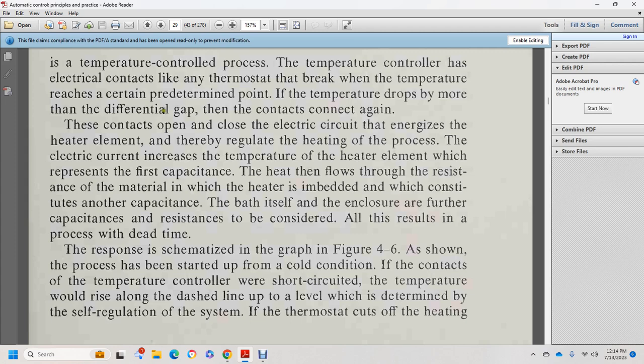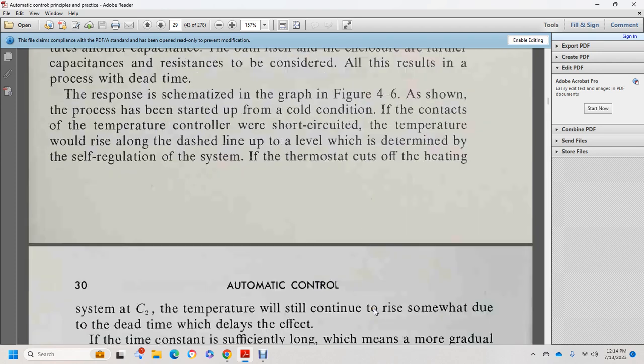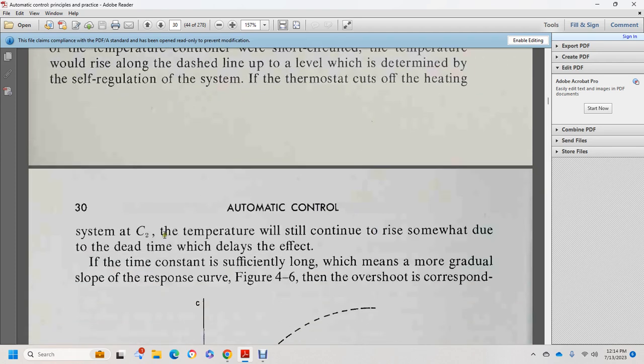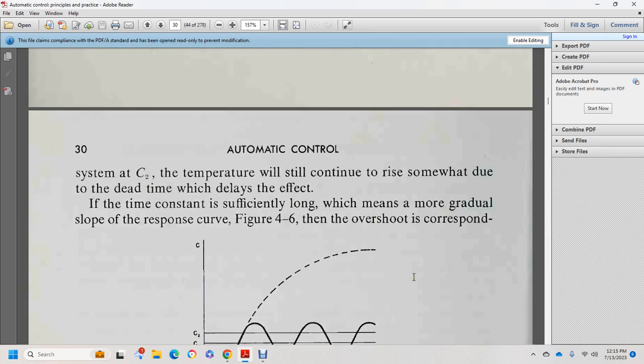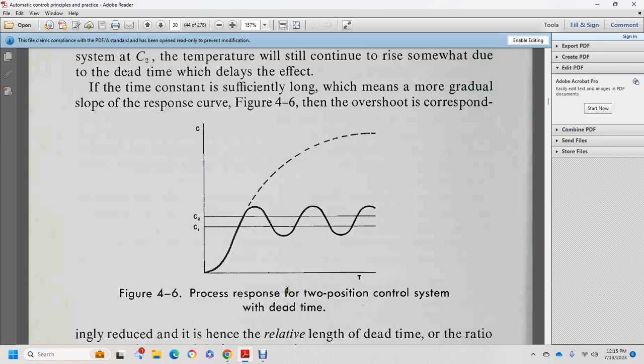The temperature would rise along the dashed line up to the level determined by the self-regulation system. The thermostat cuts off the heating system, but the temperature will still continually rise, some of it due to the dead time, the delay of effect, and the time constant being sufficiently long, giving a more gradual slope of the response curve. Figure 4-6 shows the overshoot of the process responding to two-position control with dead time.